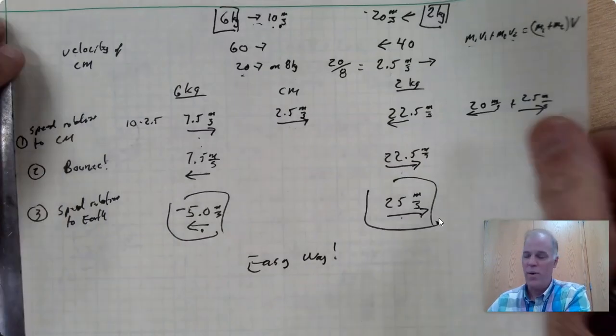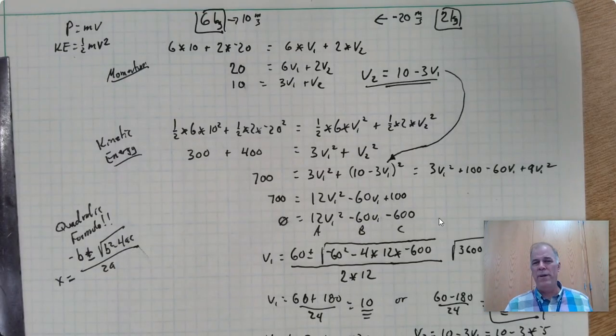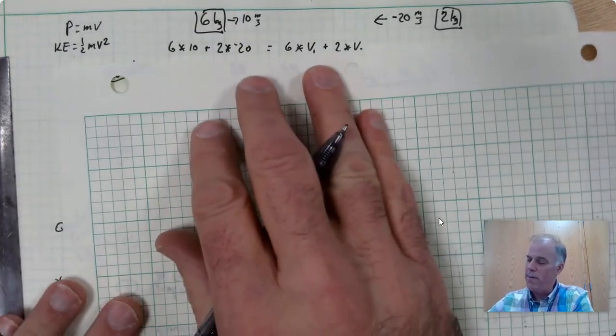All right, now how's the hard way work? Well, there's one more piece of information, maybe two more pieces of information that you have to have. Let's just ignore this for a moment here.